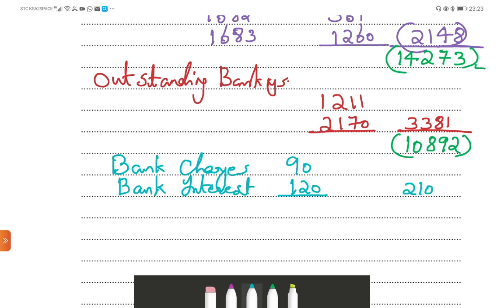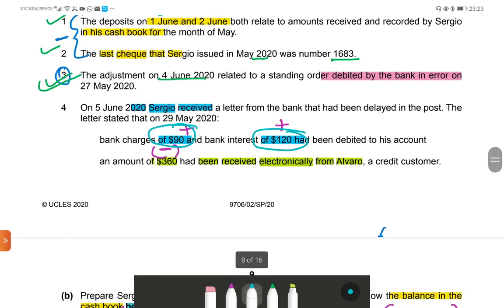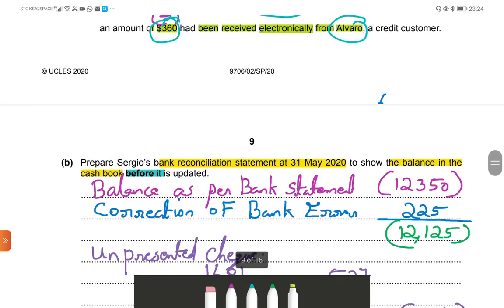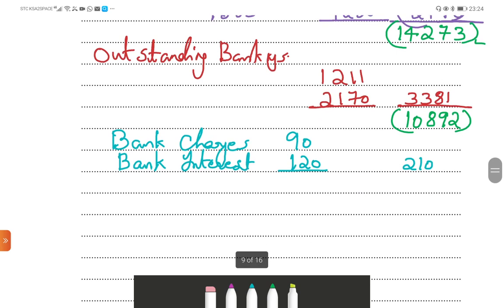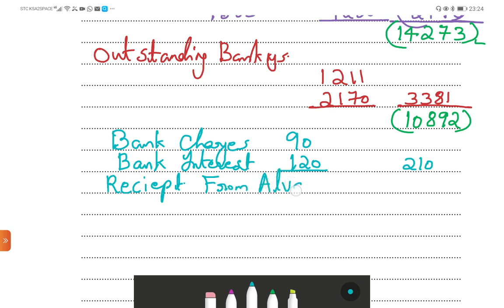Then one more was there. What is it? The amount received from Alvaro. Received from Alvaro how much? 360. That we have to deduct because cash book doesn't know about it. The amount is 360. The cash book doesn't know. That's why we have to deduct.